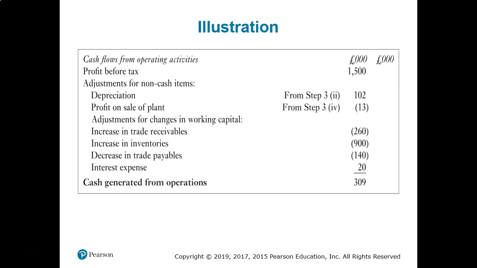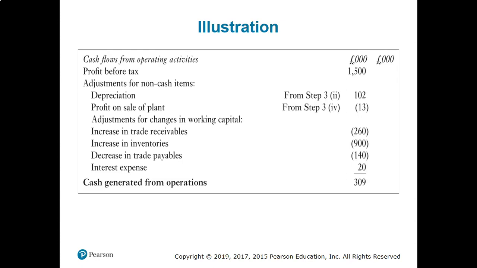And this is the solution, based on the book that we are following. So start with profit before tax. Say all the figures are in thousands, so 1,500. And adjustment for non-cash items. As we mentioned before, depreciation, we have to calculate the depreciation. The depreciation is available in the income statement. So 102 is the depreciation.